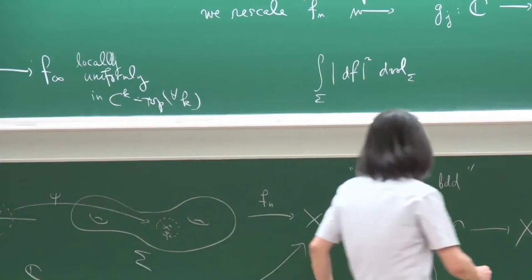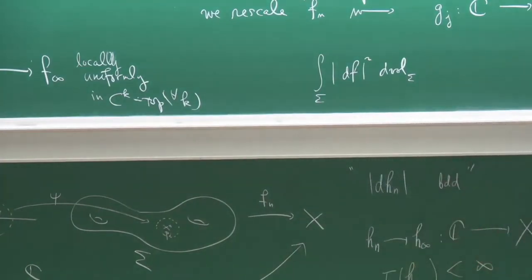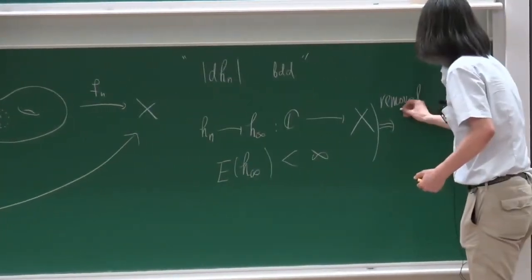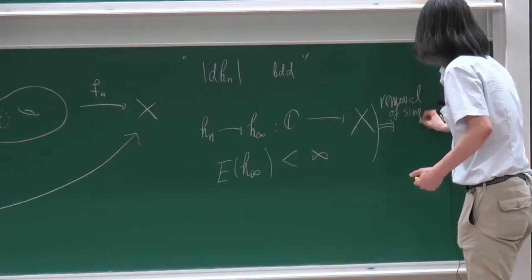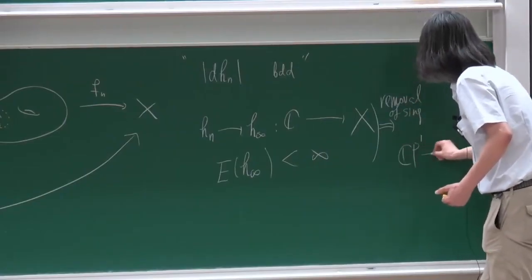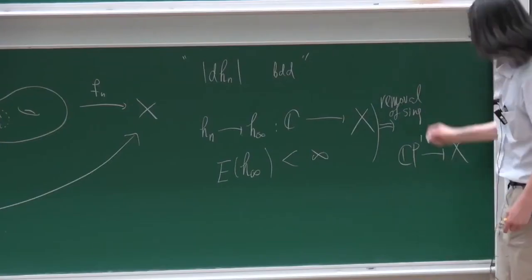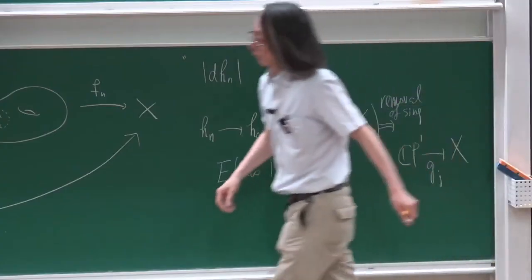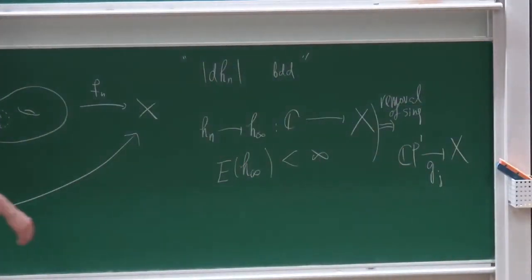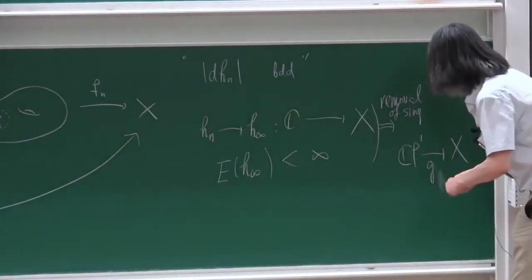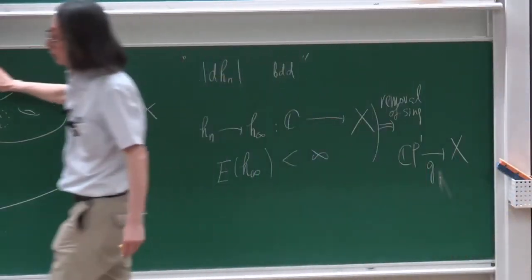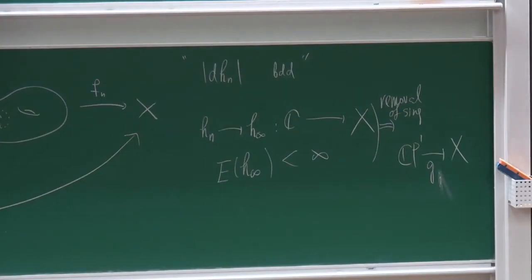And then use the Fatou lemma again, and you can show that this one is also finite. And then by removal of singularity, you get something like CP1 to X. That's what I wrote as G something, G_I, sorry. So this is a rough idea, and I have to say that.